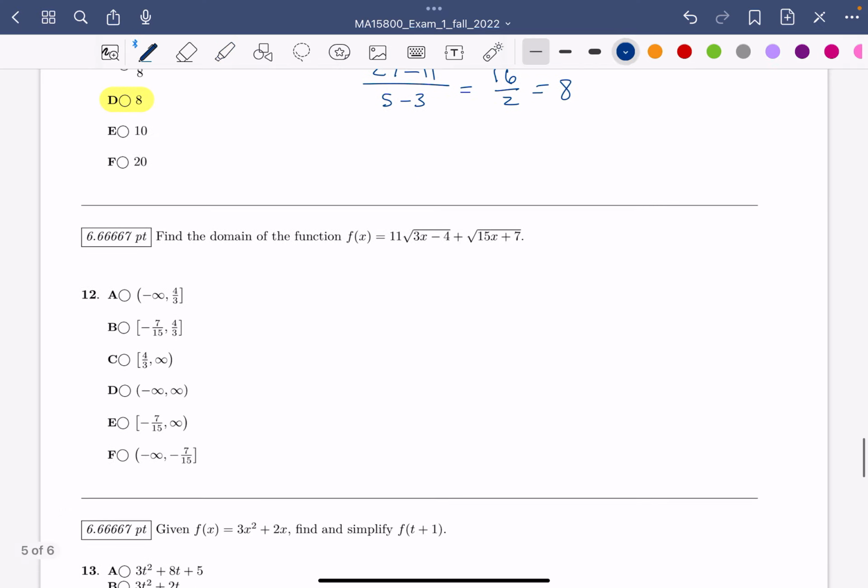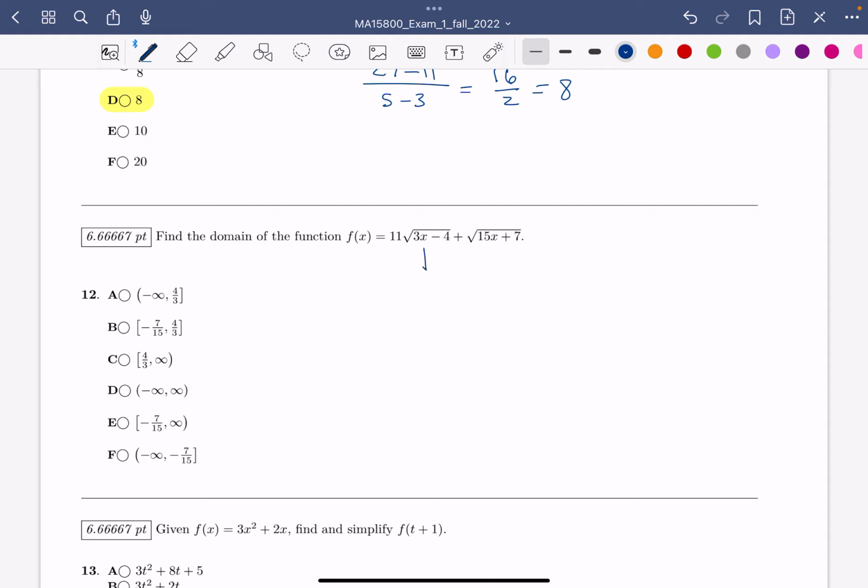Number 12. Find the domain of the function f of x equals the square root of 3x minus 4 plus the square root of 15x plus 7. With domains, again, pay really close attention to fractions and roots. I can see that roots will be the issue in this problem. There are no other fractions in here. So let's go ahead and set these roots equal to 0, because anything less than 0 will cause these roots to be imaginary.